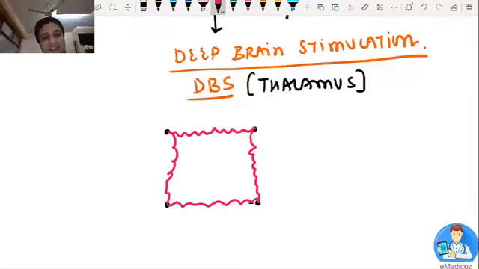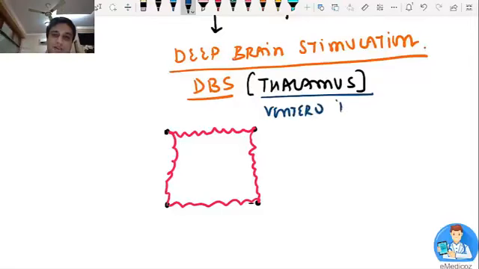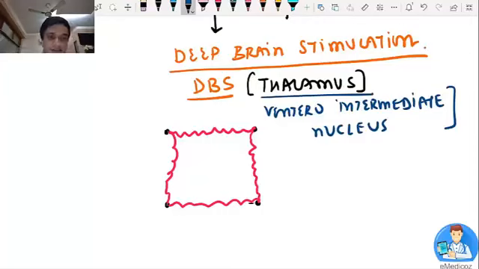So there's a zigzag while making a square like this. It's very simple. Essential tremor. Thalamus has got a nucleus where you want to go in for stimulation. Ventro-intermediate nucleus of thalamus. So VIM is an abbreviated name for this. Ventro-intermediate nucleus of thalamus is something which is taken up for deep brain stimulation in these patients.